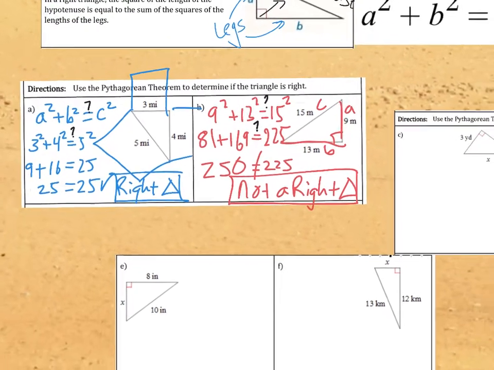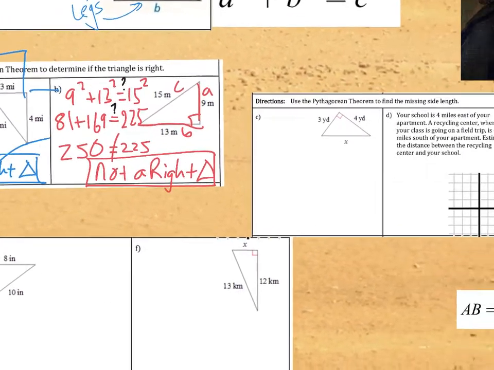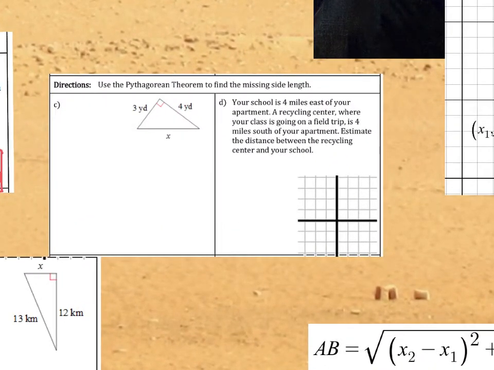And then if we have a missing side, we can use the Pythagorean theorem to find that missing side. Let's see how that works. Well, the Pythagorean theorem says the squares of the legs, remember, the legs make the right angle. The hypotenuse is always opposite the right angle. So to find the missing side here, we could say, well, 3 squared plus 4 squared equals x squared.